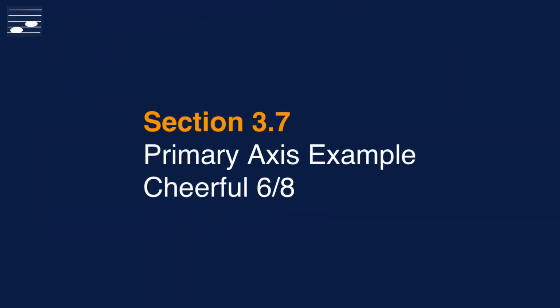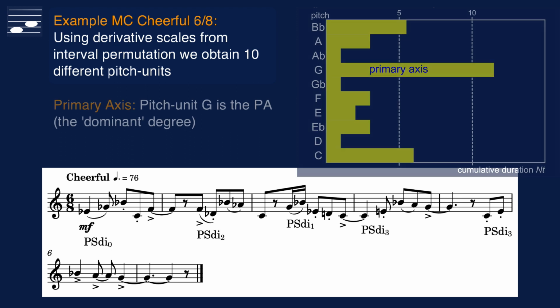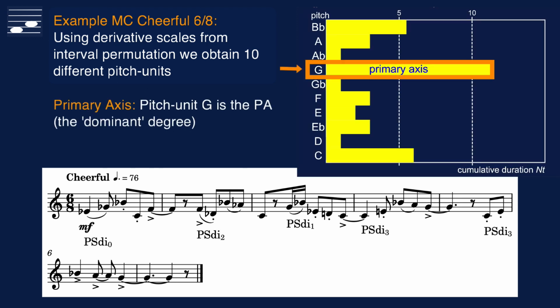Using the interval permutation approach to pitch scale evolution yields this melodic continuity with a total of 10 different pitch units. The primary axis clearly is pitch G, not strange taking into account that most phrases end on a long duration note. On the other hand, this is in contrast with the many blue notes E-flat, G-flat and B-flat in this theme, where we would expect a more predominant role for the root degree C.